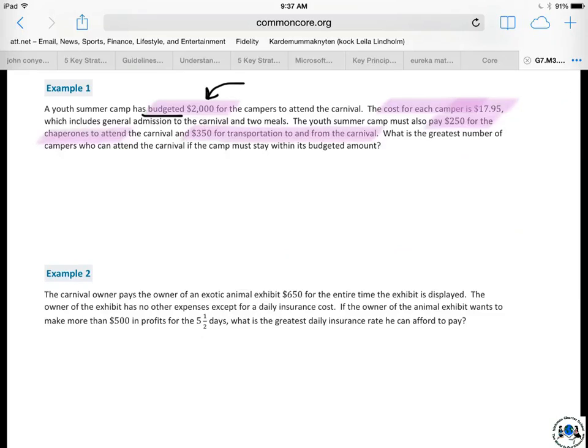What is the greatest number of campers who can attend the carnival if the camp must stay within its budgeted amount? And that's, again, the greatest number of campers. That's what we're solving for. All right, so go ahead, you know how to do this. Why don't you start by writing out your inequality, and then come on back if you'd like to check that, and then we'll solve.